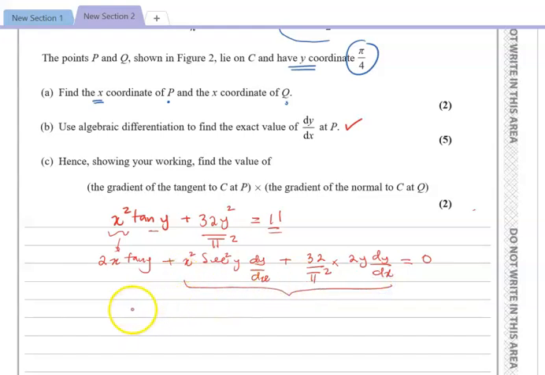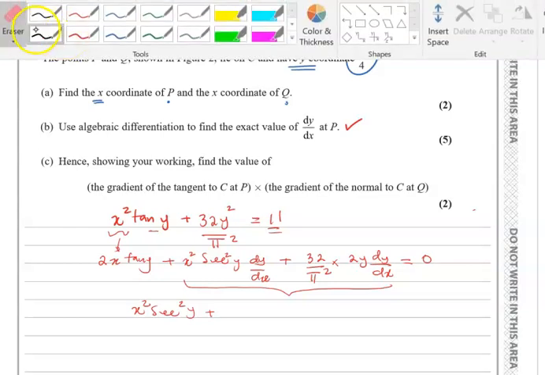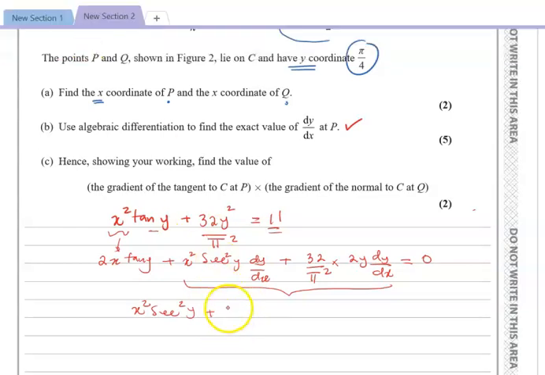Okay, now that means we have x squared sec squared of y plus 32 over pi squared times 2y, which is going to be 64y over pi squared. We can write 64y over pi squared. All of this is multiplied by dy/dx.